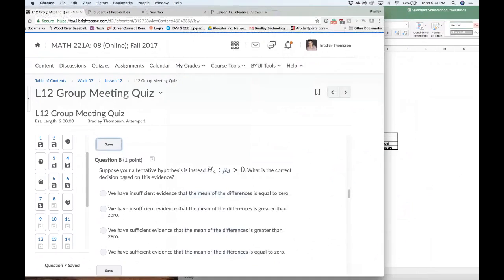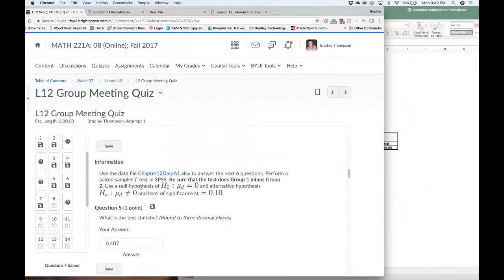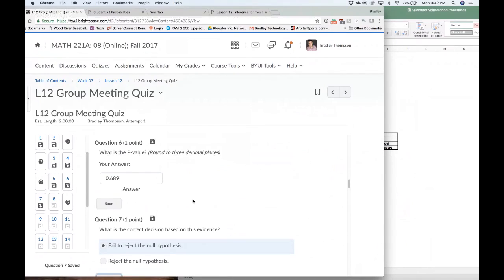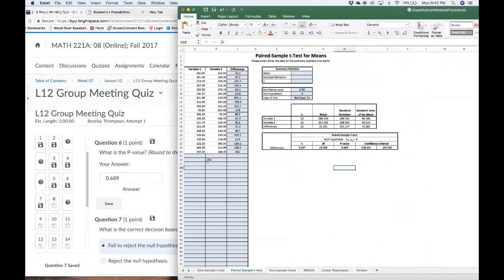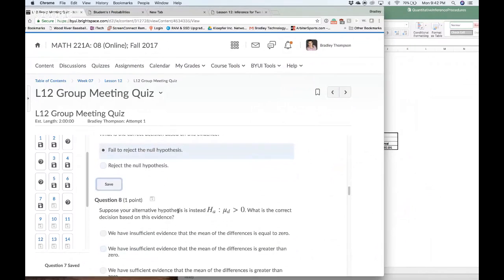Suppose your alternative hypothesis is instead that the mu is greater than 0. Let's look at what this is. I guess we should look at the actual hypothesis, right? Not equal to 0, and it's pretty much the same. 0.7 almost. So that's where we failed to reject. So now it's saying, suppose your alternative hypothesis was instead that the mean is greater than 0. What is the correct decision based on that evidence?